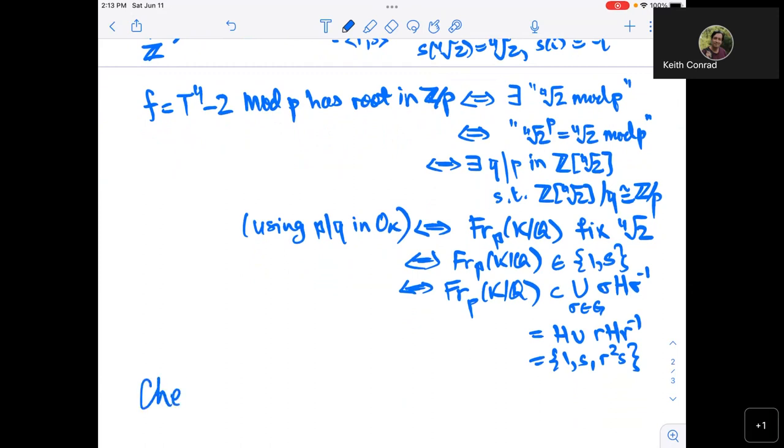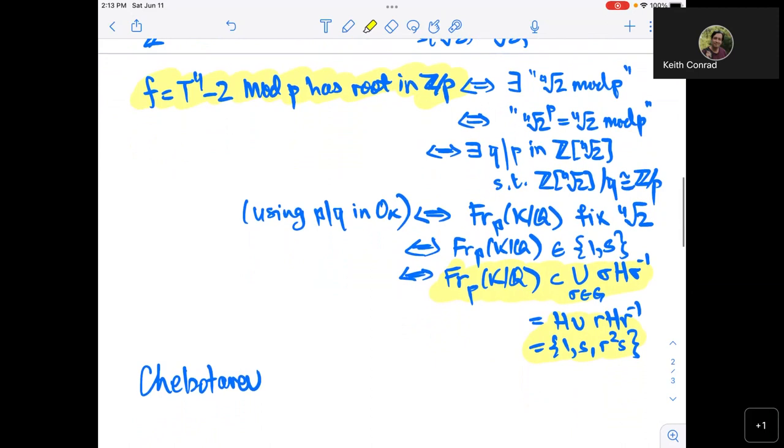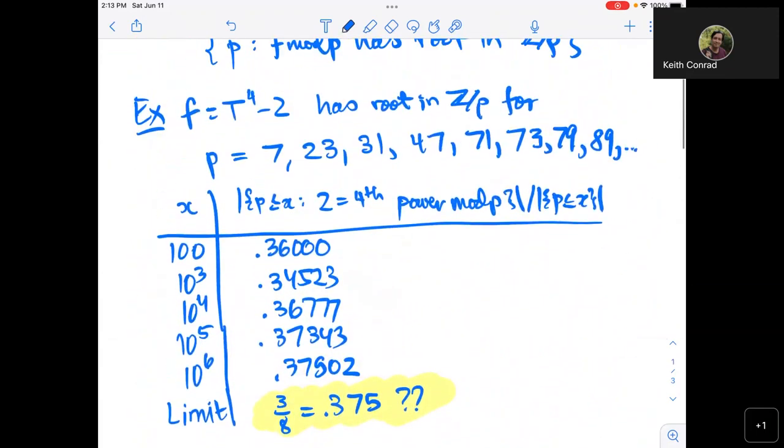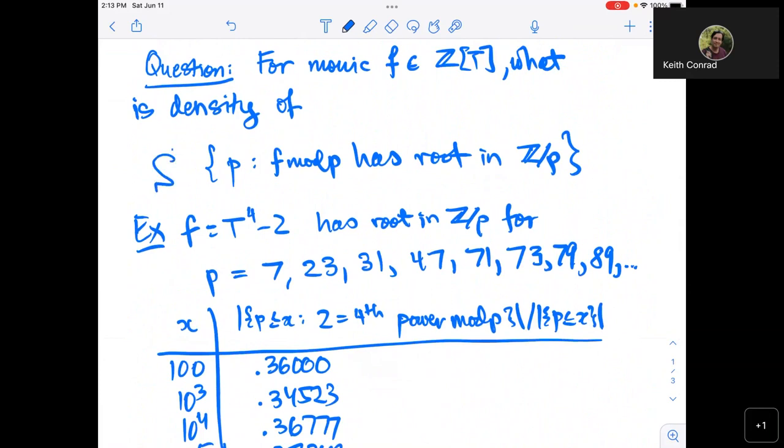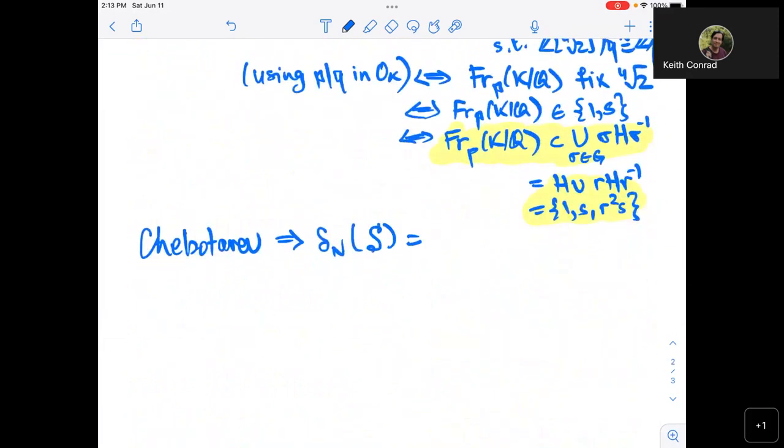And so the Chebotarev density theorem: we took the condition of the polynomial mod p having a root in Z mod p, and in terms of the Galois extension K over Q, it means the Frobenius conjugacy class at that prime number should be one of those three elements. That's a union of two conjugacy classes: 1, and S and R squared S is the conjugacy class. So the Chebotarev density theorem tells us that the natural density of this set of primes, I didn't even give it a name, let's call it S for some reason, should be 3 over 8. There are your three elements from conjugacy classes, okay?